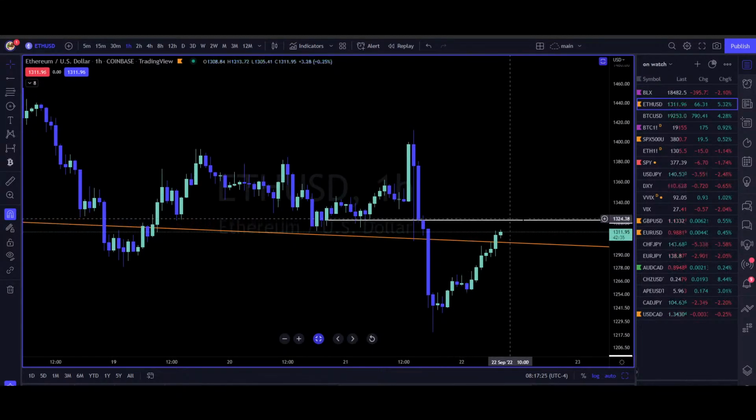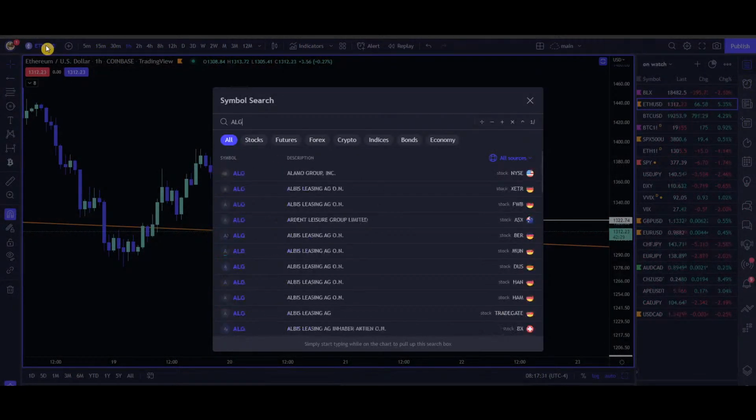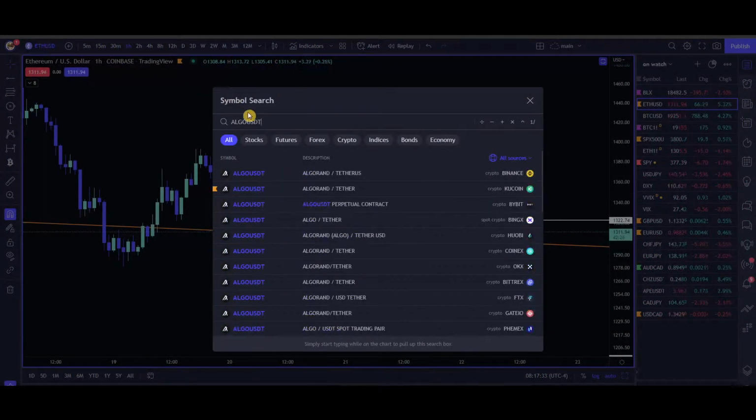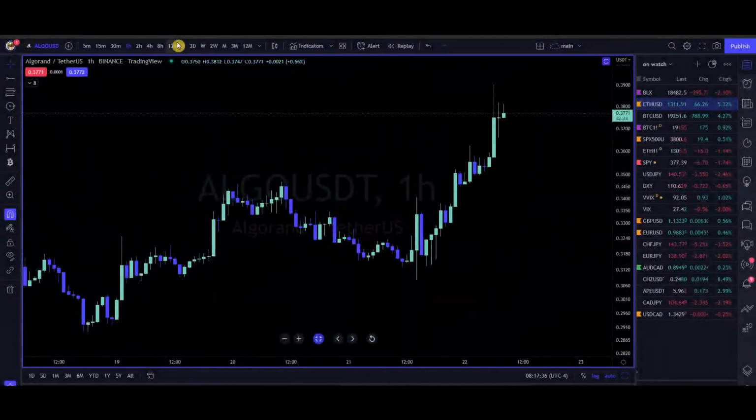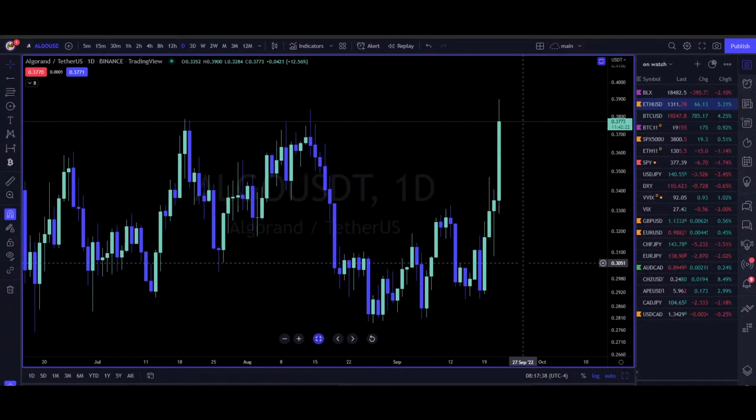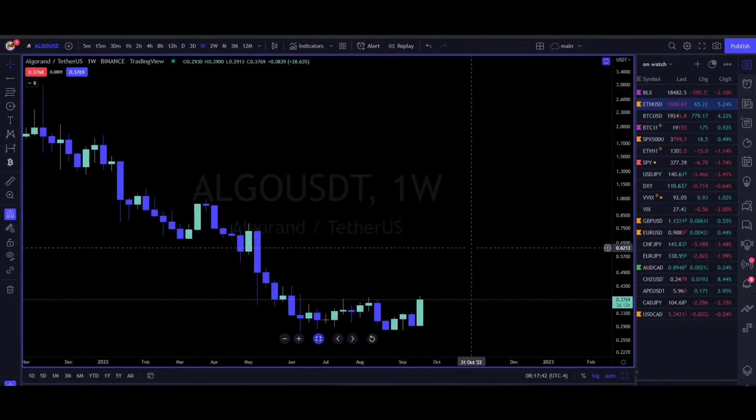All right, this is yesterday's open on Ethereum. Currently, Ethereum's up 5.37%. If we go over here to Algo, you're going to see that this thing is up big today. It is up 27% from this week's low.